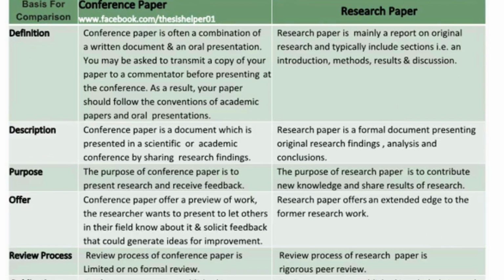Whereas a research paper is mainly a report on original research and typically includes sections such as an introduction, methods, results and discussion. A conference paper is a document which is presented at a scientific or academic conference by sharing research findings. Whereas a research paper is a formal document presenting original research findings, analysis and conclusions.